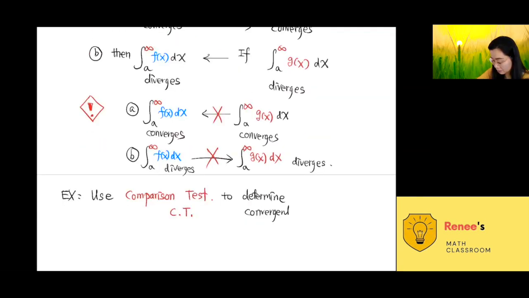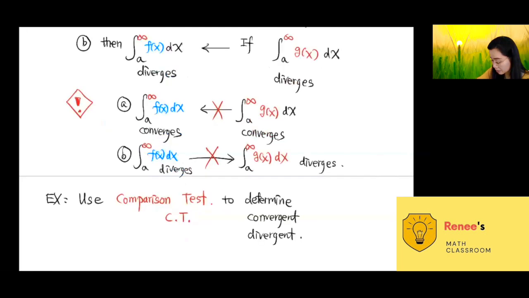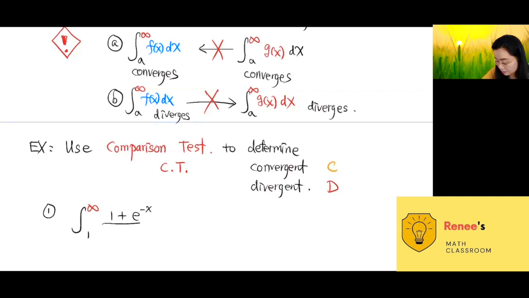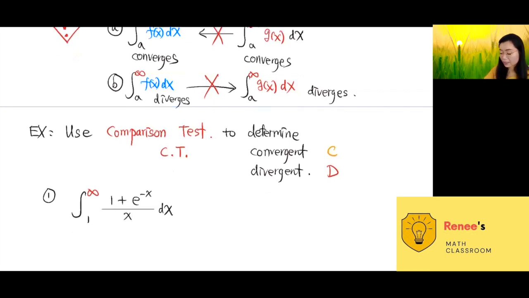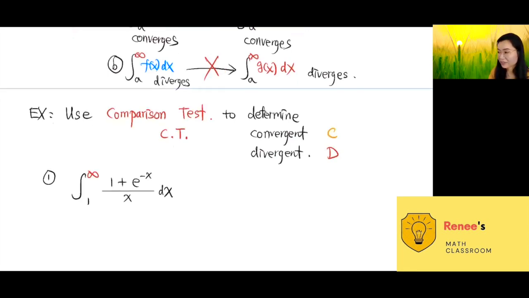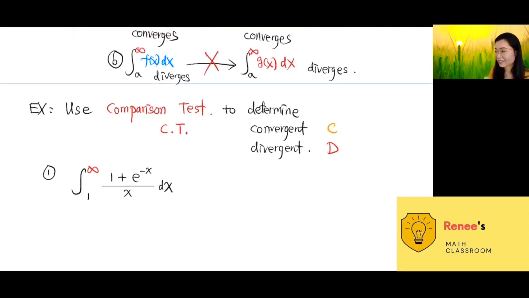Let's use the comparison test to determine if the following integrals are convergent or divergent. Let's denote the comparison test by CT, convergent by C, and divergent by D. First, the improper integral of the function (1 plus e to the negative x) divided by x, where x goes from 1 to infinity.